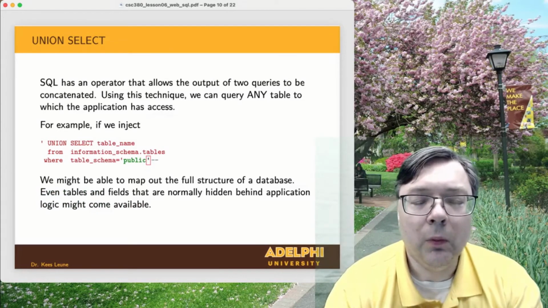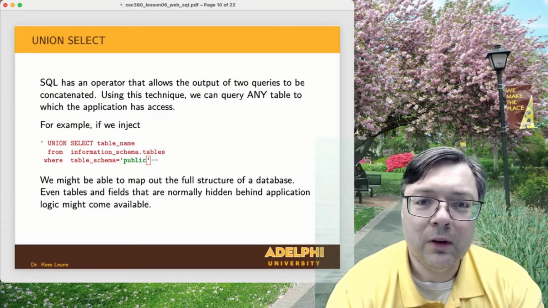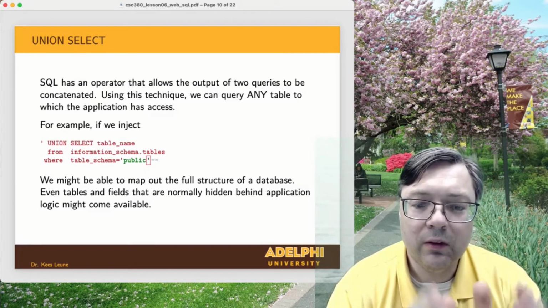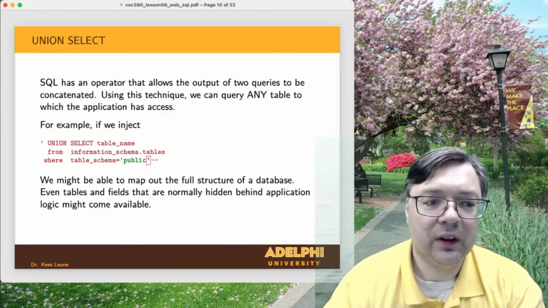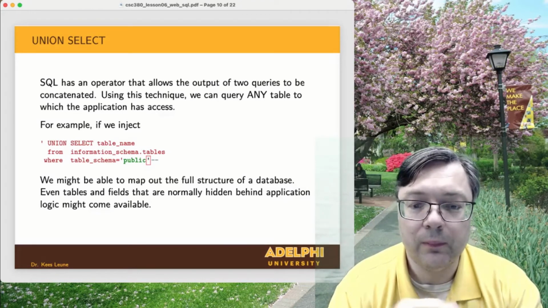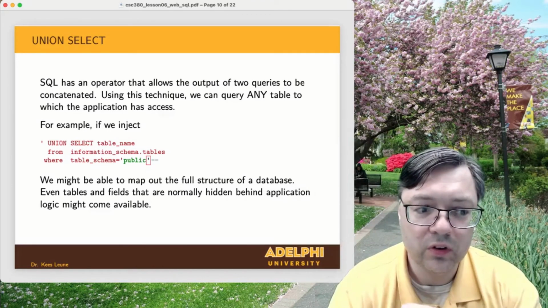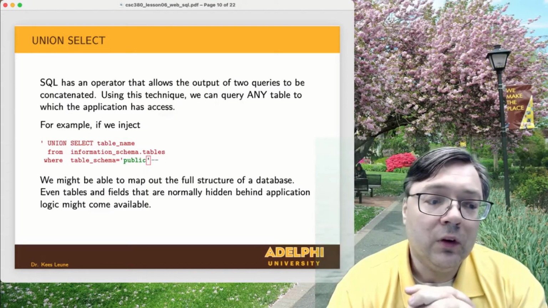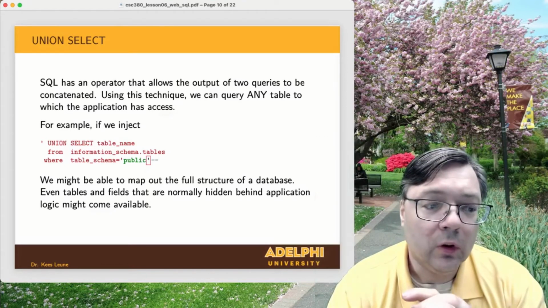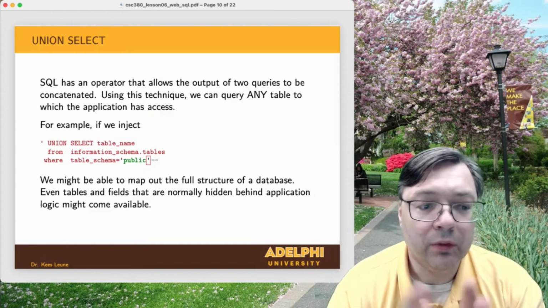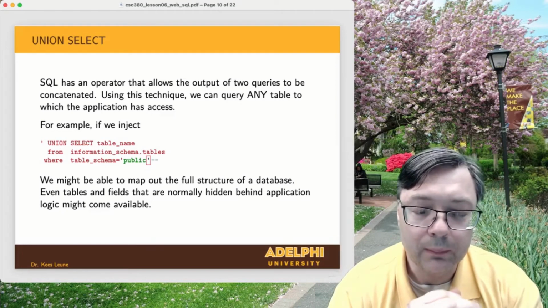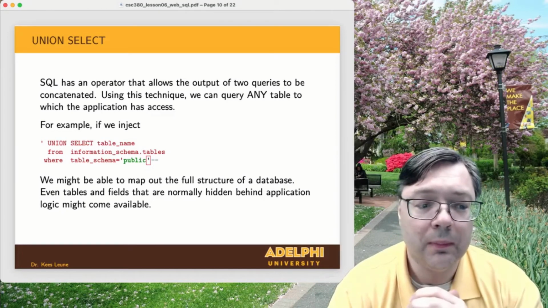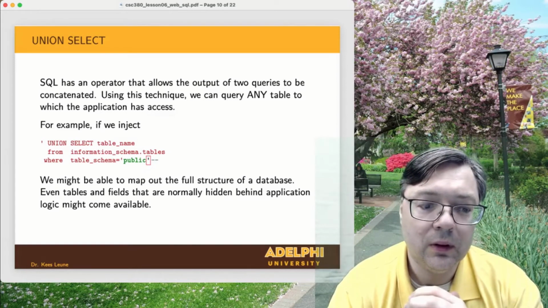SQL has an operator for this even. It's built into the database management system, where you can take the results of one query and glue to that query the results of a second one. That's called a union operator. It takes two result sets and unions them together. And so we could do something along the lines of, quote, union select table_name from information_schema.tables, where table_schema equals public. And that might actually allow us to map out the entire structure of the database.